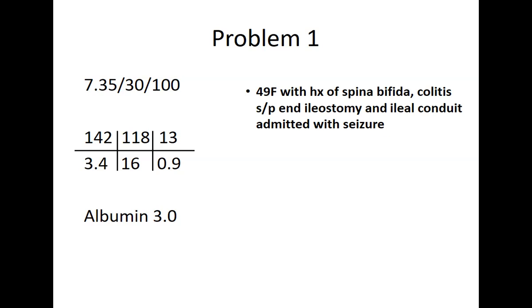Okay, so this is a 49-year-old female. She has a history of spina bifida, colitis. She's got an ileostomy and an ileoconduit, who's admitted with a seizure. Her pH is 7.35, her PCO2 is 30, and her PO2 is 100. You can see her BMP there, bicarb down to 16, albumin of 3.